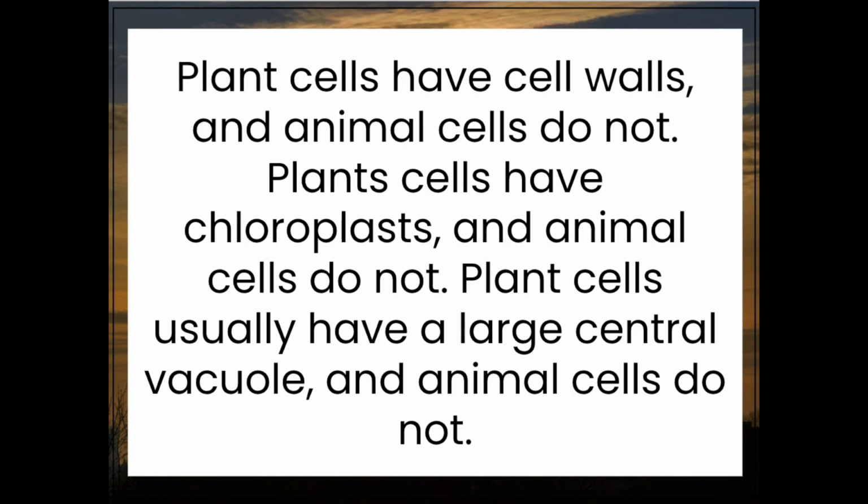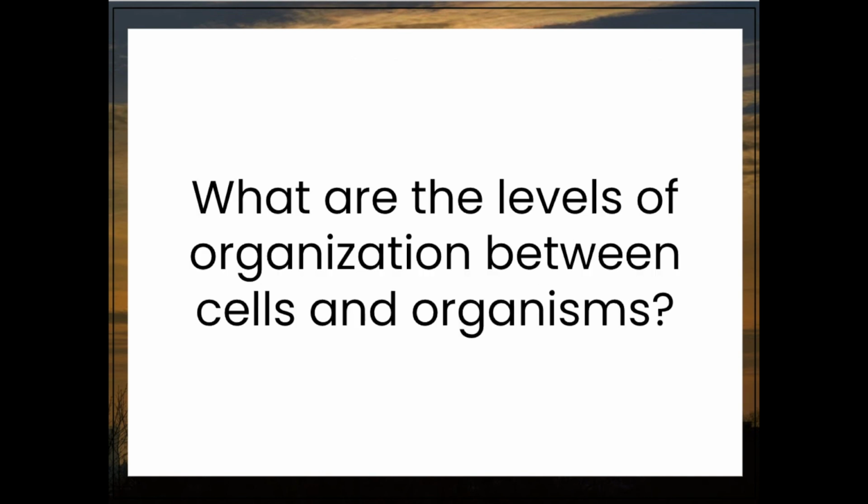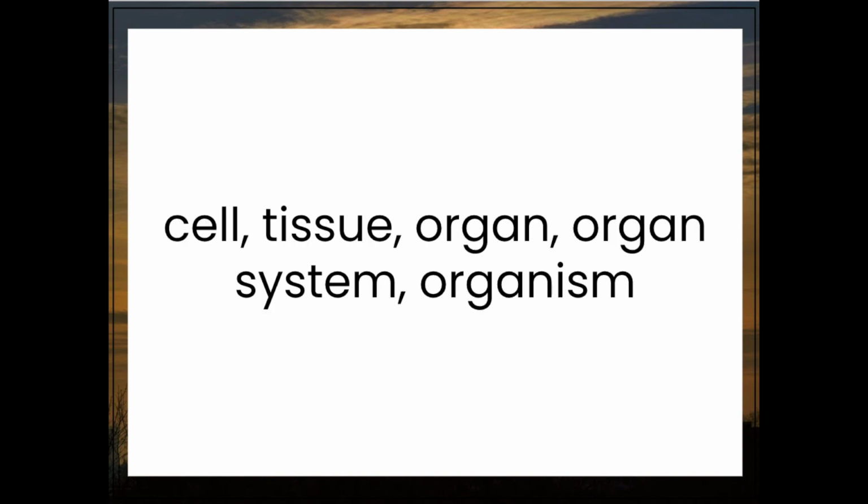What is the difference between a plant cell and an animal cell? Plant cells have cell walls and animal cells do not. Plant cells have chloroplasts and animal cells do not. Plant cells usually have a large central vacuole and animal cells do not. What are the levels of organization between cells and organisms? Cell, tissue, organ, organ system, organism.